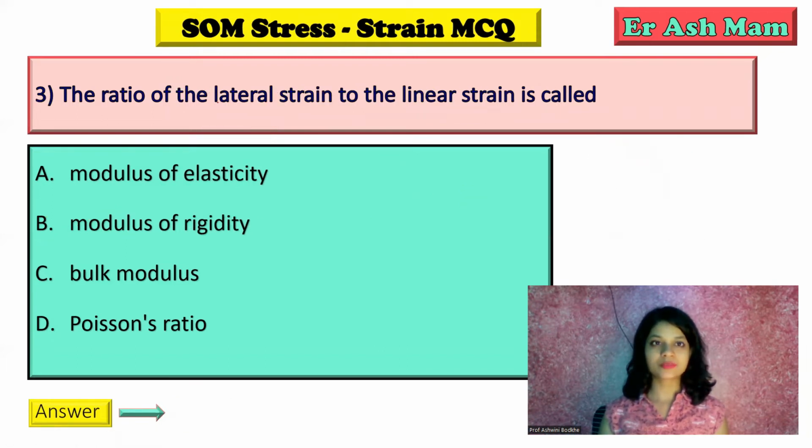Question number 3. The ratio of lateral strain to linear strain, that is, lateral strain upon linear strain is equal to Poisson's ratio. Therefore, answer is D.